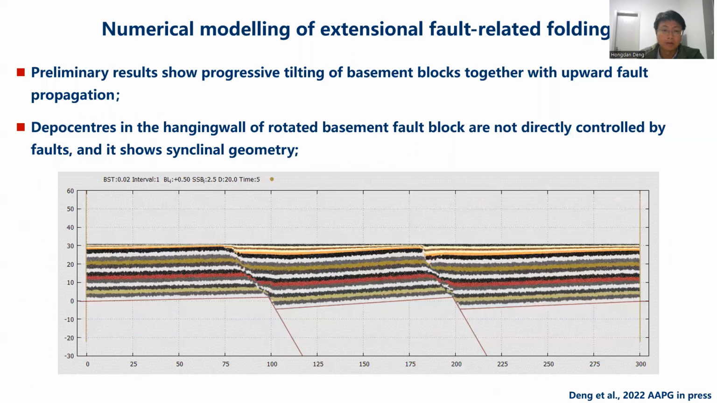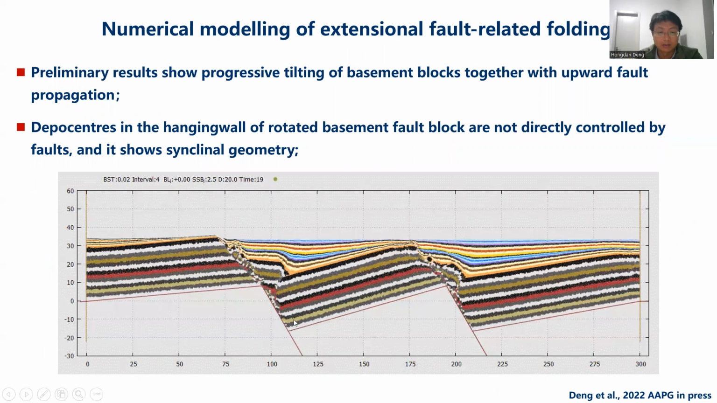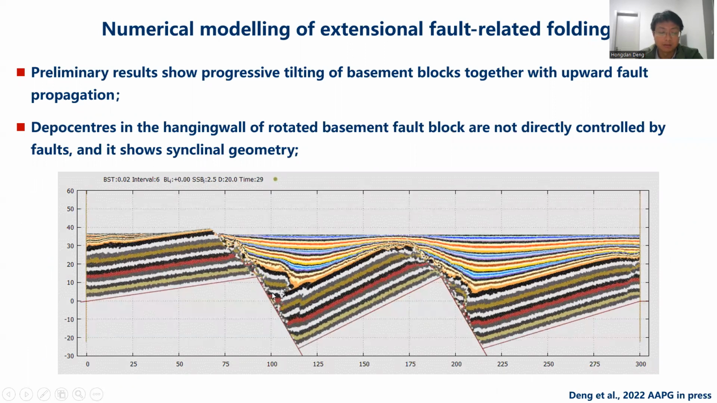So we use numerical modeling to simulate this process. We see that the rotation of the fault block bounded by antithetic pre-existing faults, when they propagate upwards, will deform the hanging wall geometry, and this hanging wall geometry finally controls the formation of the hanging wall syncline, which is not directly bounded by a fault, but rather has a symmetrical syncline geometry.